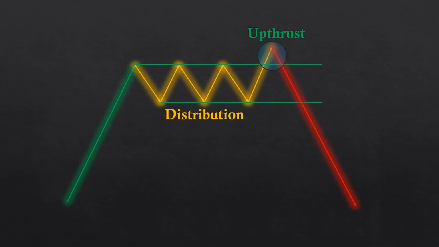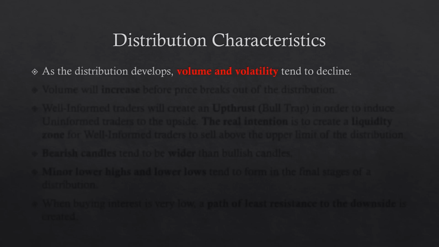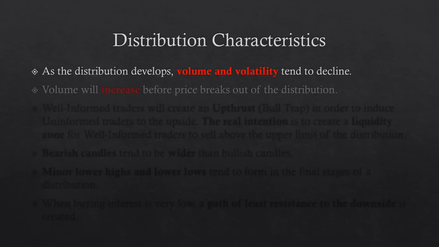Let's look at the basic characteristics of a distribution. As the distribution range develops, there is the tendency for volume and volatility to decline, generally speaking. This happens because as time passes by, and large traders absorb demand, there will be progressively less interest to the upside. Volume will increase before price breaks out of the distribution range, which is one of the signs that can be used to anticipate the downtrend.